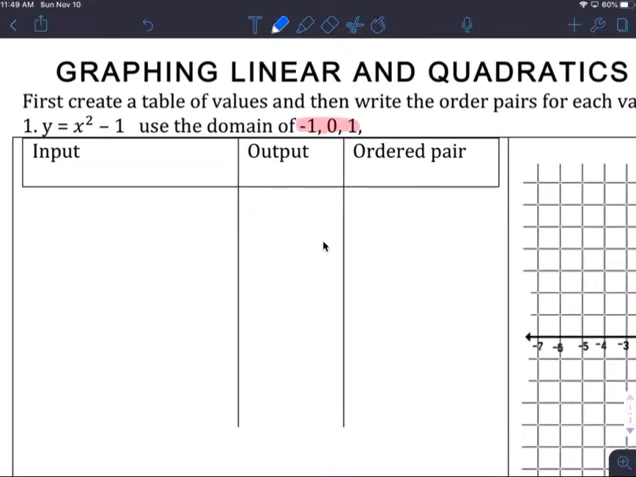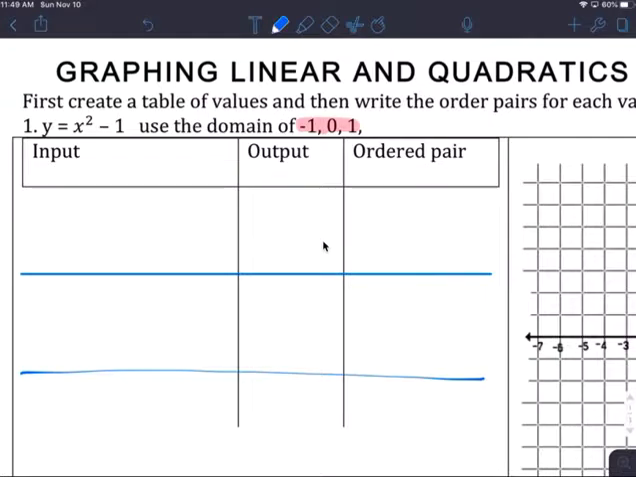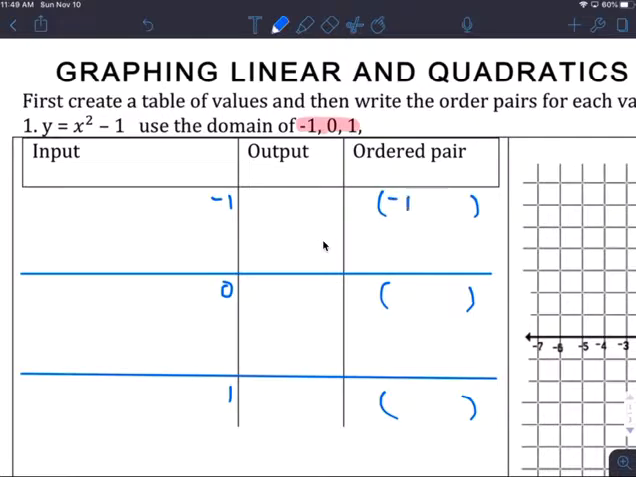They say to use the domain of -1, 0, 1. So got 3 words. 1, 2, 3, right? The first one is -1 and then 0 and then 1. And then you're going to get your ordered pairs. First is -1, 0, 1, and then you need your second point, that is your output y. And then your input is your x, but the problem is right here, you're going to write it 3 times. X squared minus 1, x squared minus 1, x squared minus 1.